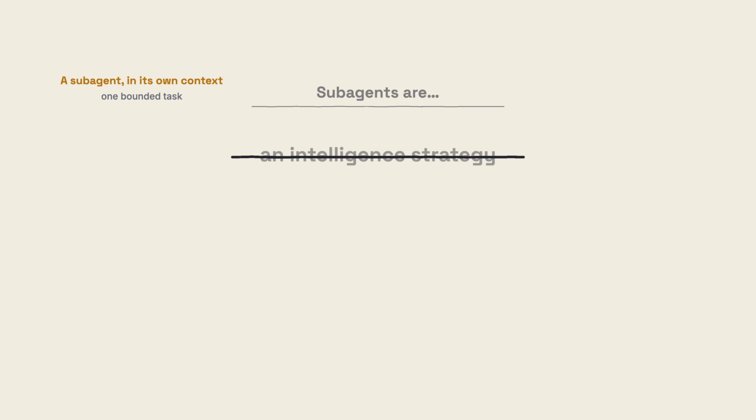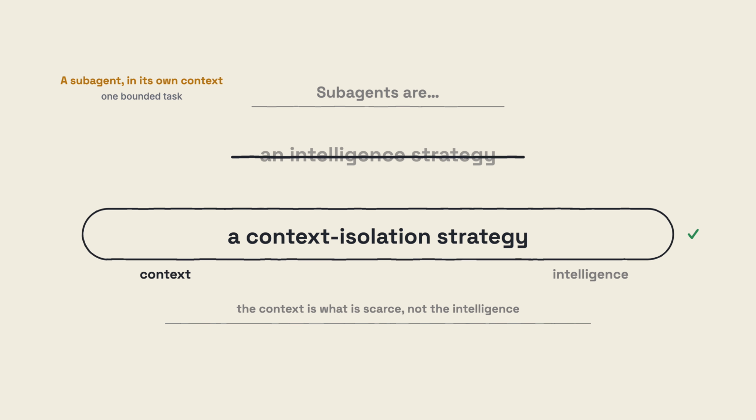Here is what many people miss. Sub-agents are not primarily an intelligence strategy. They are a context isolation strategy.